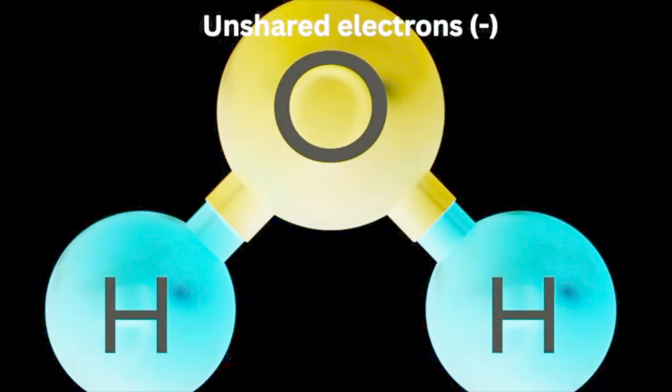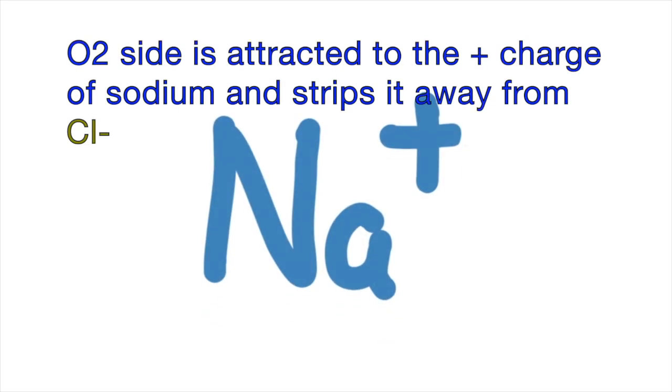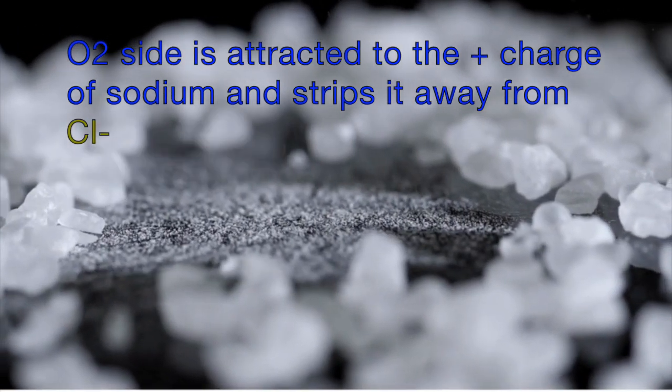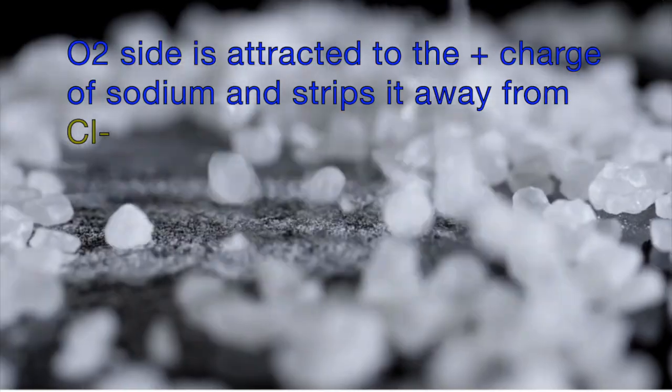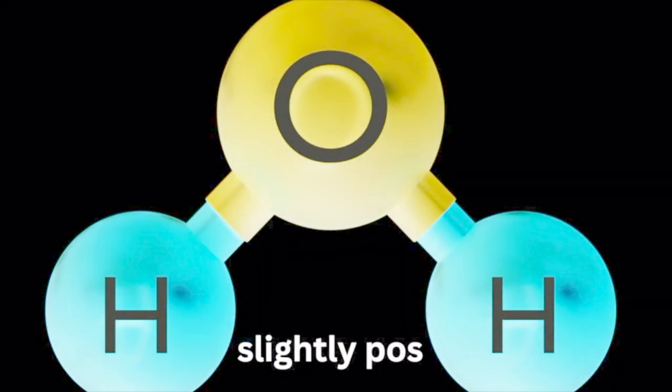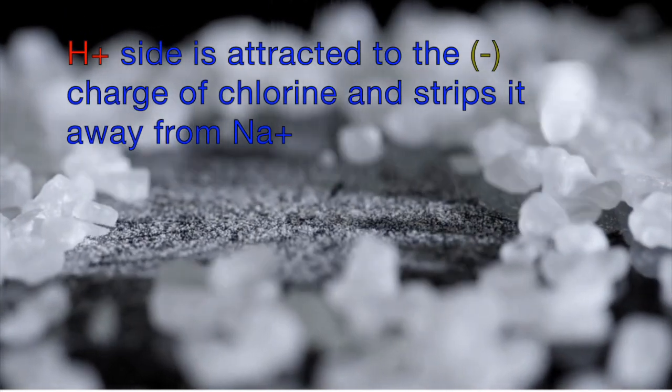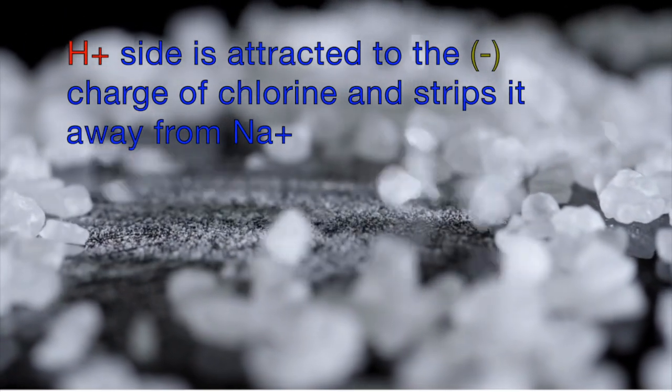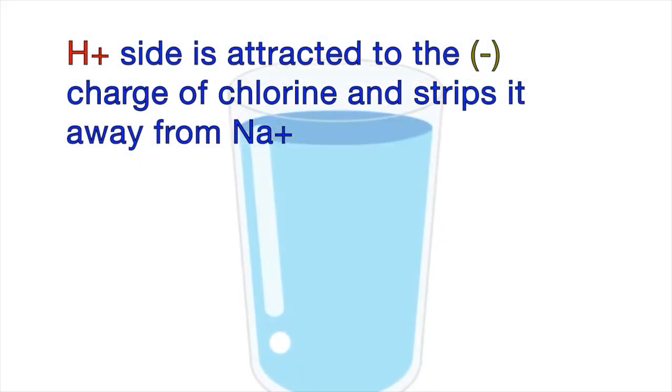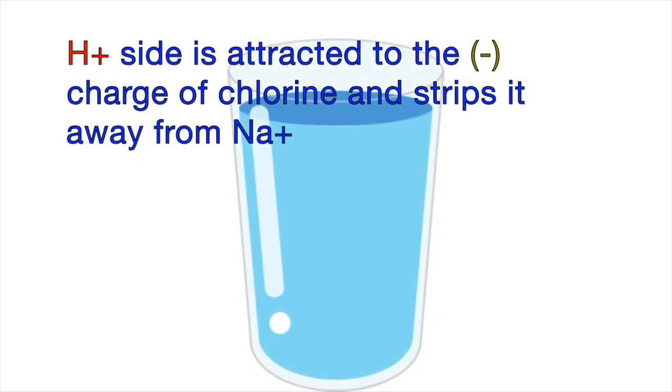In the polar environment of H2O, or water, the oxygen or negative side of the water molecule is attracted to the positively charged sodium ion, and multiple molecules can strip it away from the lattice of the salt crystal. Likewise, the hydrogen or positive side of the polar water molecule is attracted to the negative chlorine ion, surrounding and stripping it away, effectively dissolving the solid into the aqueous environment of the water solvent.